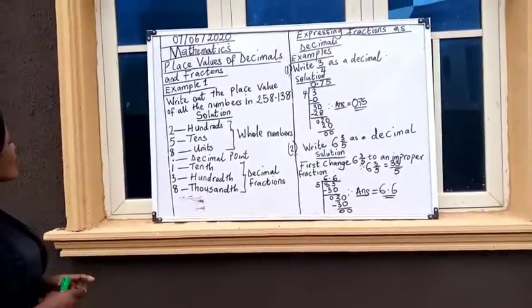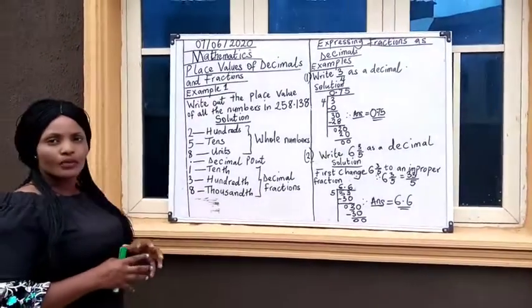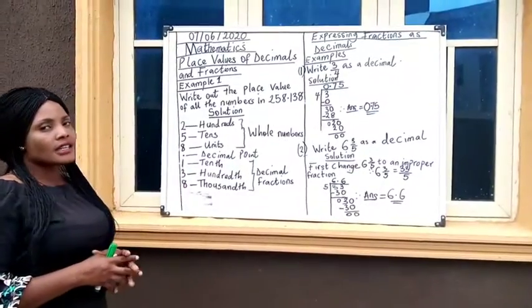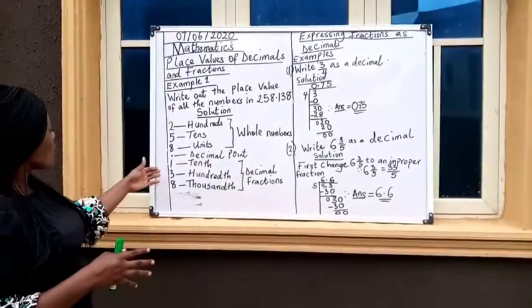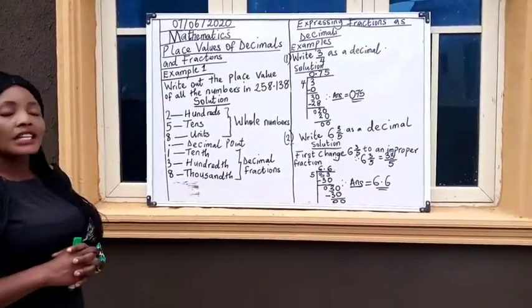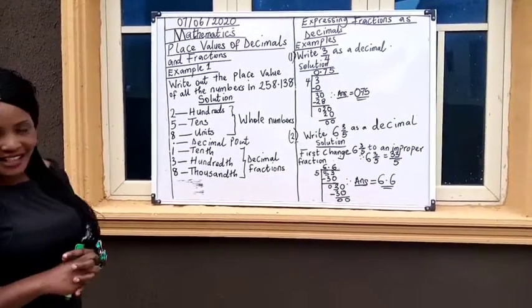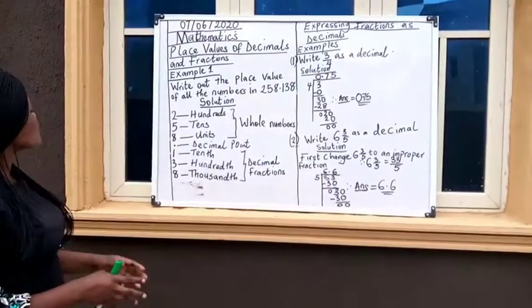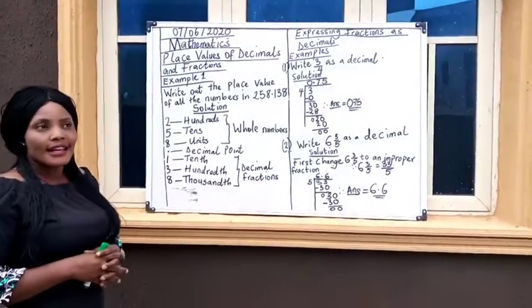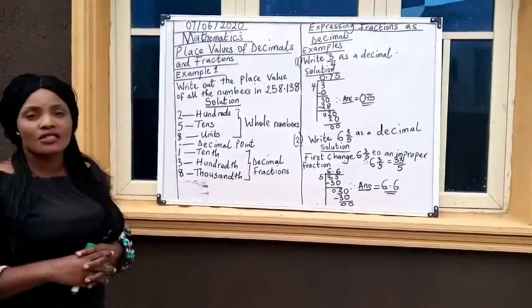So in any question at all, if you are given a number like this, and they ask you what is the place value of 2 in this number, it is hundreds. If you are asked what is the place value of 3, it is hundredths. And if you are asked what is the place value of 8, it is thousandths.